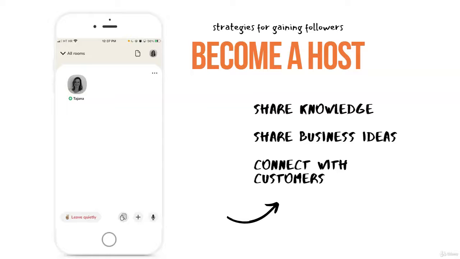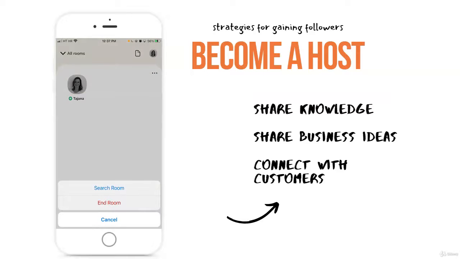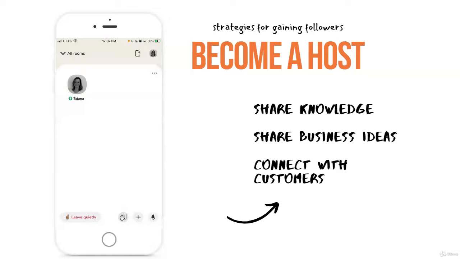At the top right, you see three dots. If you click on it, you will see that you can either search your room or end your room. But we will not do this for now. We just click Cancel. At the bottom right, you see a microphone, and if you click on it, then you can mute yourself. So if you have more speakers and you're currently not speaking, then you would mute yourself.